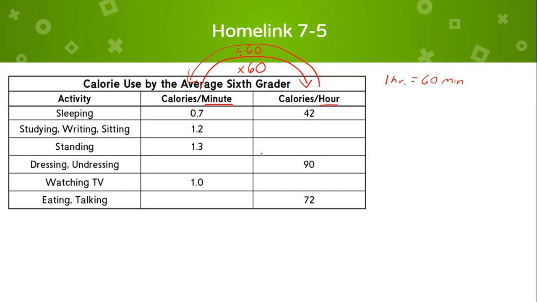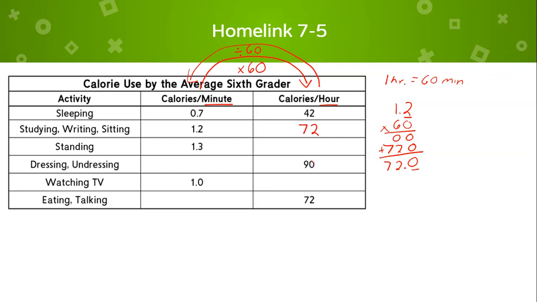I'm going to go over two examples here. I'm going to start with this first one, 1 2/10. That's the number of calories per minute for studying, writing, and sitting. And I want to change that to calories per hour. So we're going to multiply by 60. So 1 2/10 times 60. I've got two zeros, a zero to hold my place. This is 72. Don't forget where your decimal is going to go here, guys. 1 behind the decimal, 1 behind the decimal. So my answer is 72.